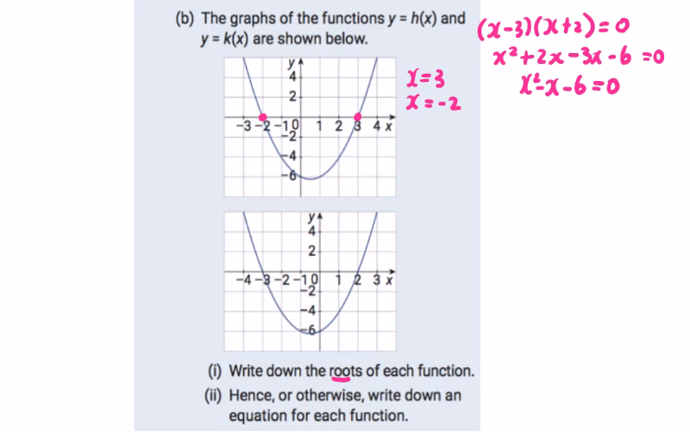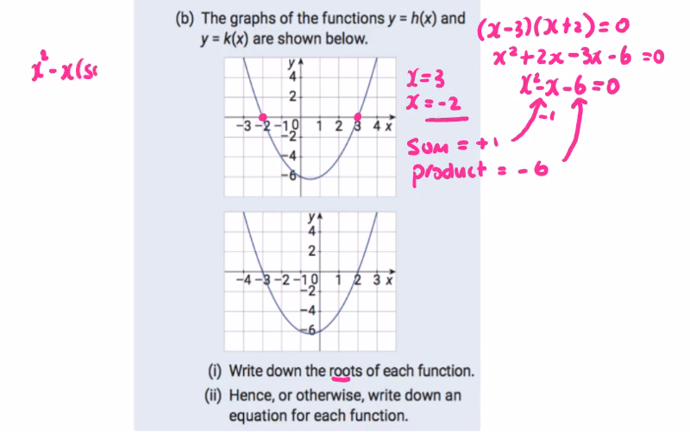You can see that the sum of the roots is equal to plus 1. This number is minus 1. The product of the roots is equal to minus 6, which is this number. So we have this equation I might introduce now, x squared minus x by the sum plus the product. Dealing with roots, we will have our quadratic.